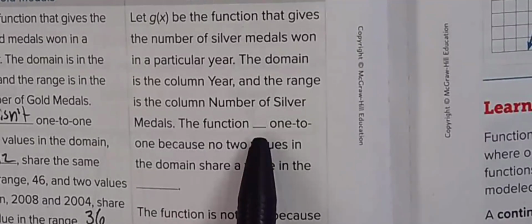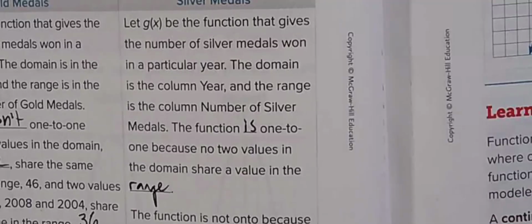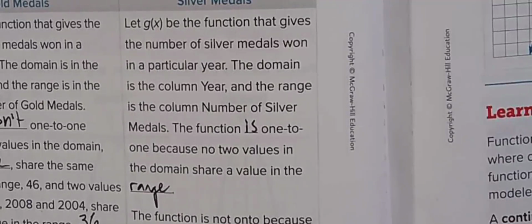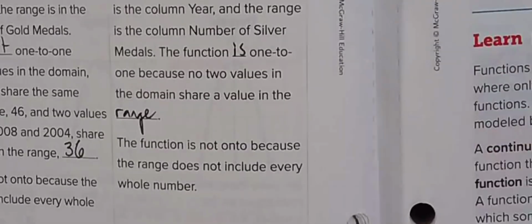The function is, yeah, it is one-to-one, because no two values in the domain share a value in the range. Every single domain value has a different range value. None of the range values are the same. Every single number of silver medals between those 5 Olympics was a different number. Therefore, it is one-to-one. It is not onto because of the same reason as for the gold medals. The function is not onto because the range does not include every whole number.